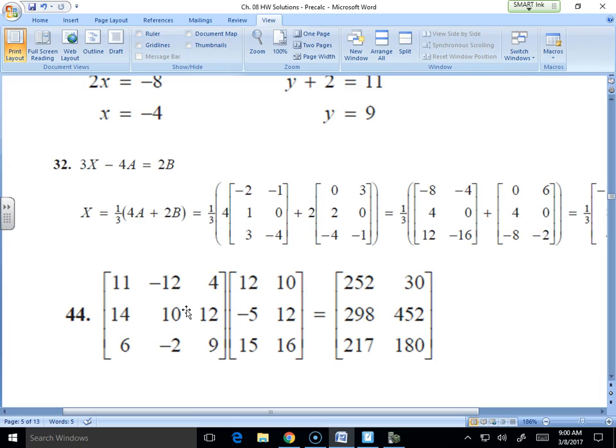What if I cut off part of this matrix? What would the calculator have said? Error. Yeah, error, not possible, wrong dimensions.